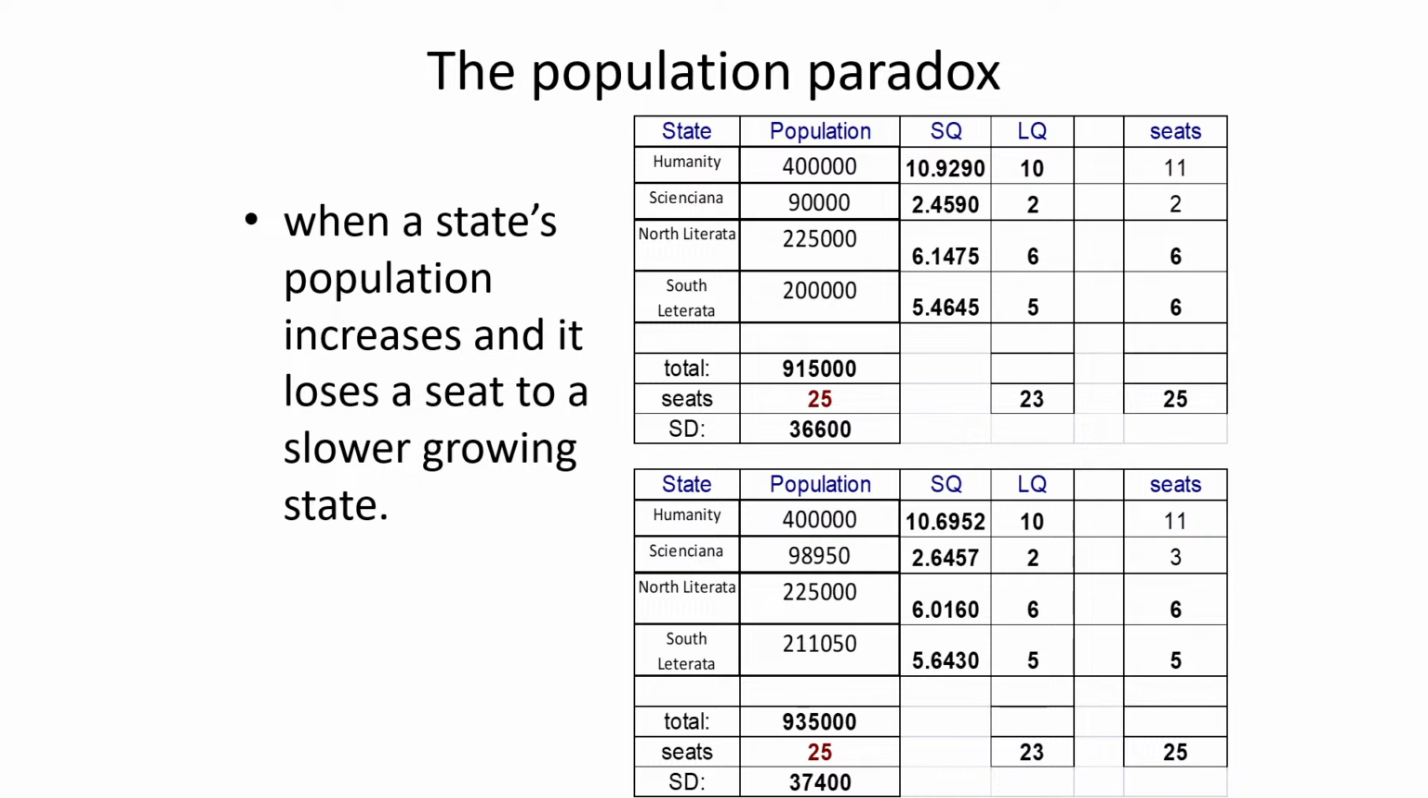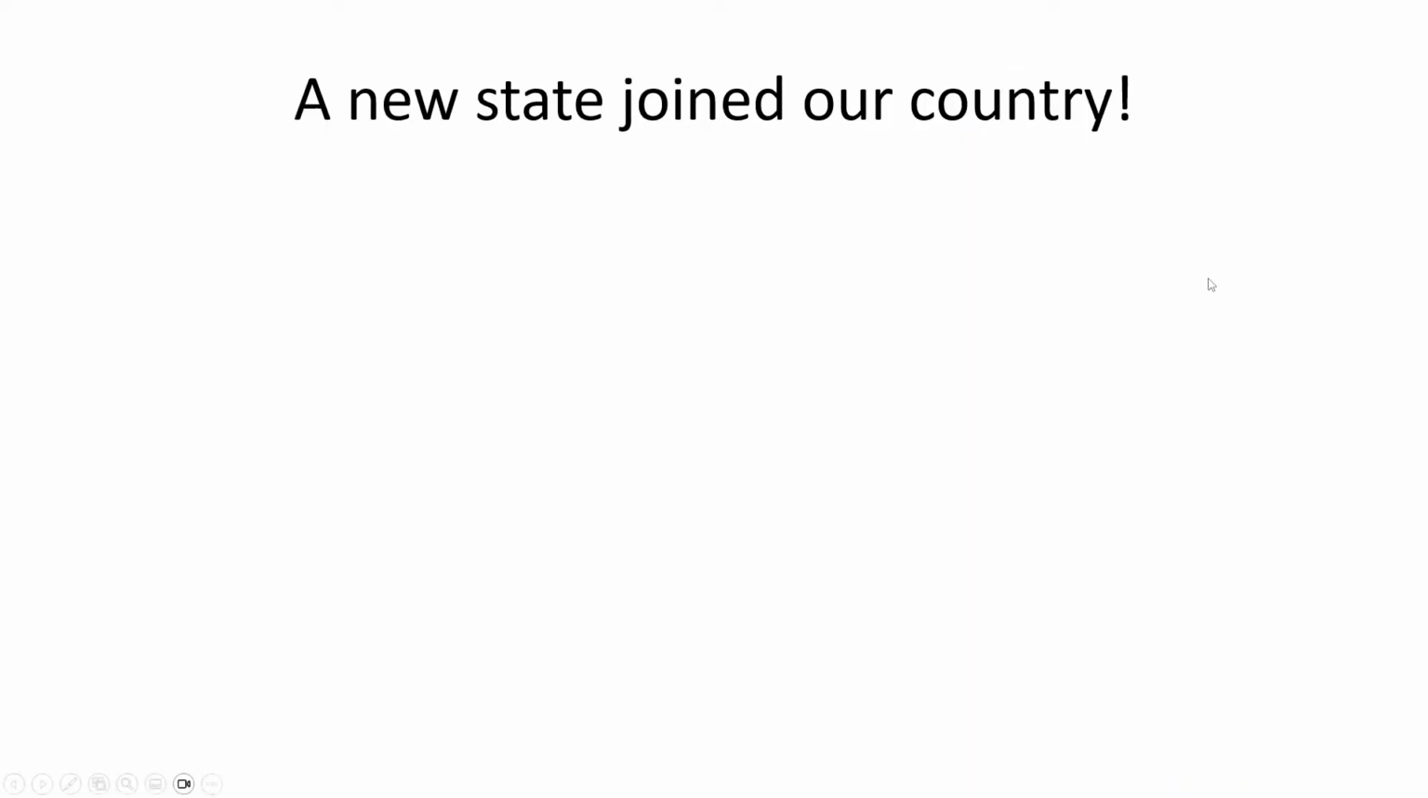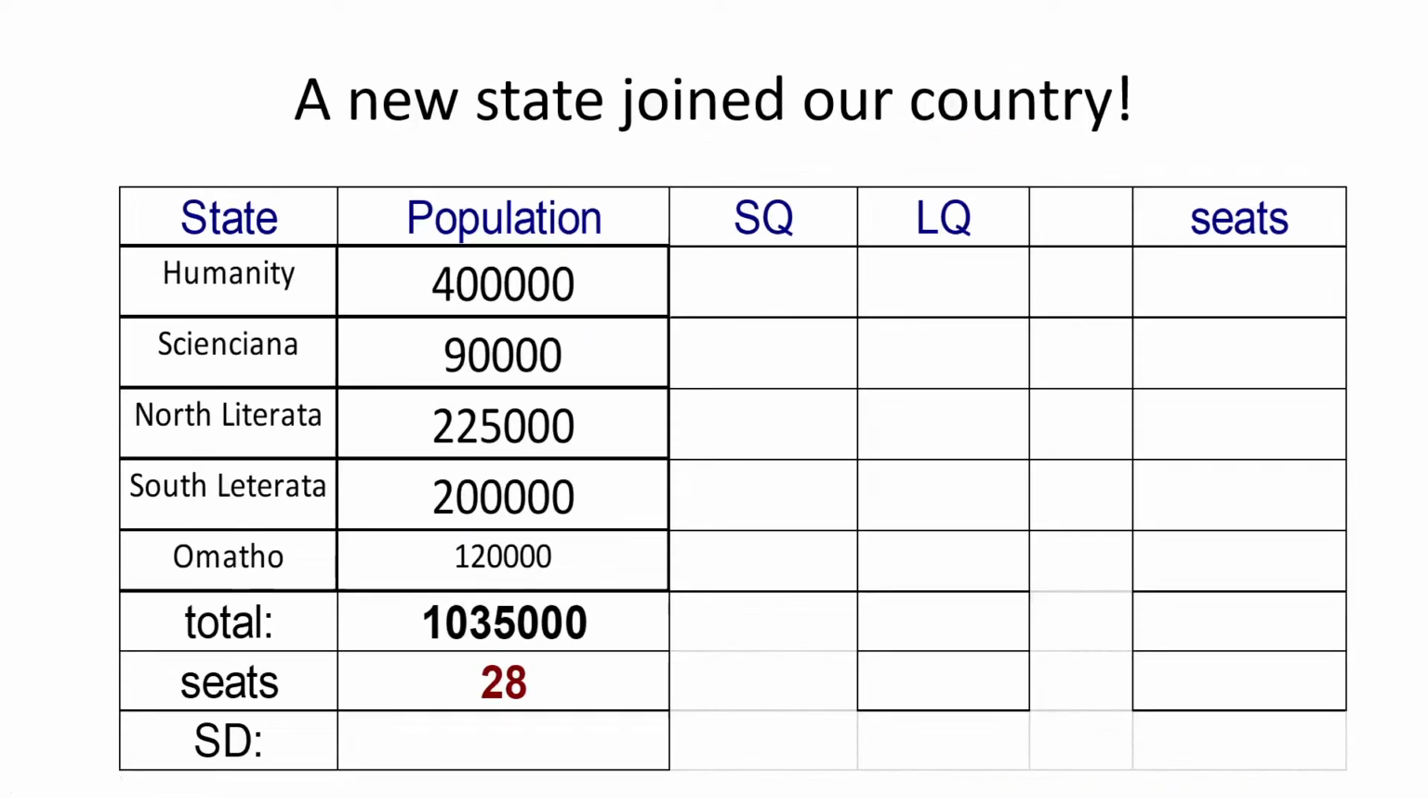But then someone, and this actually happened back in the 1900s, 1907 in fact, decides, I'm curious what would happen if we did a new apportionment based on 28 seats. So you see, we've got 25 seats now. We bring in Omatho. Omatho gets 3 seats, which is what they deserve. What would happen if we just redid the apportionment? Well, let's find out. A new state joined our country. Here it is, Omatho.